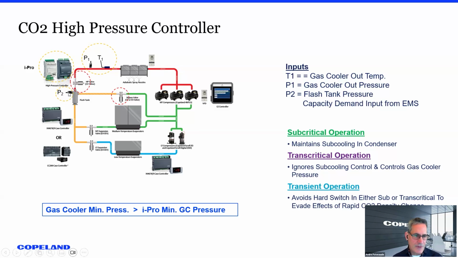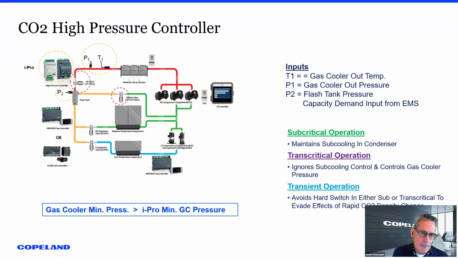P2 is your flash tank pressure transducer. So based on the temperature it sends at the outlet of the gas cooler, the iPro will decide if I'm operating in subcritical operation or transcritical operation. And when it's operating in subcritical operation, it's typically maintaining around 5 degrees of subcooling.